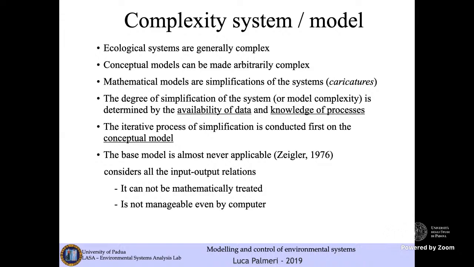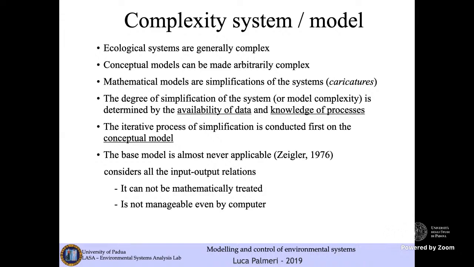These limitations are due to the quantity of knowledge concerning our system, which is the availability of experimental data, and by the knowledge of the processes that are undergoing or by which these data are interacting. Then the iterative process of simplification is conducted first on the conceptual model.